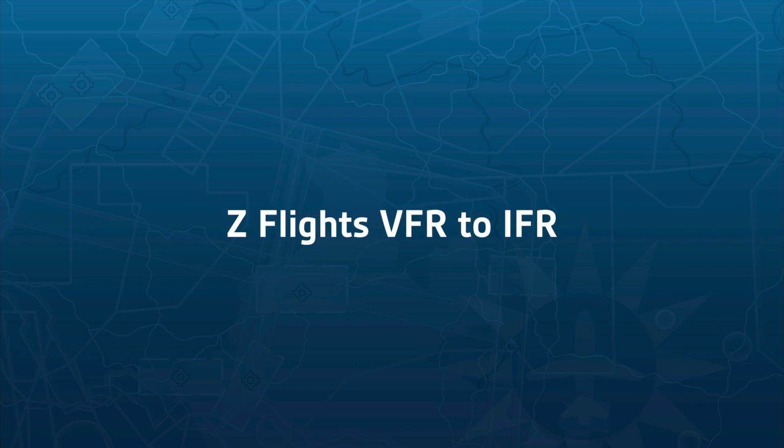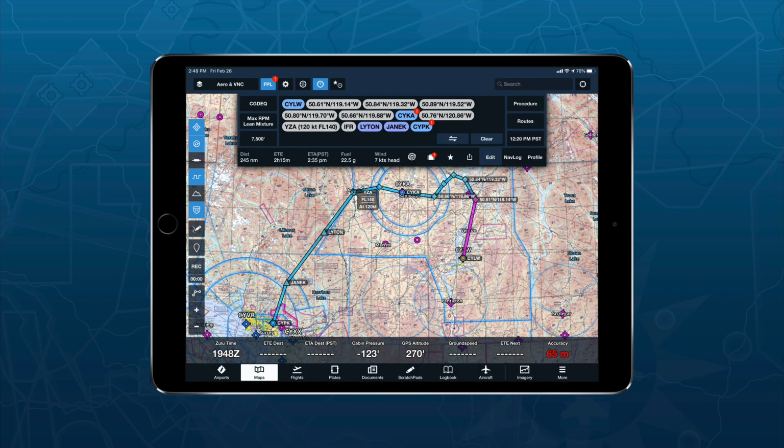Along the same lines, Z flights are flights that transition from VFR flight rules to IFR flight rules. Here's an example of a Z flight, and I think probably one of the most applicable examples is if you are departing an airport in the mountains, VFR, and then want to pick up an IFR clearance in the air to your destination. You can file a Z flight plan that would transition you from a VFR flight, maybe a sightseeing flight, into IFR flight rules to your final destination.